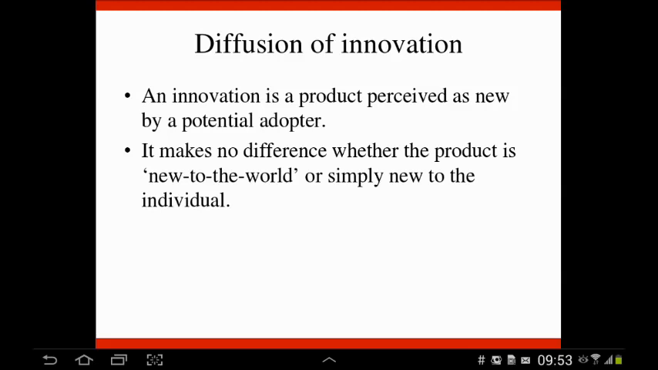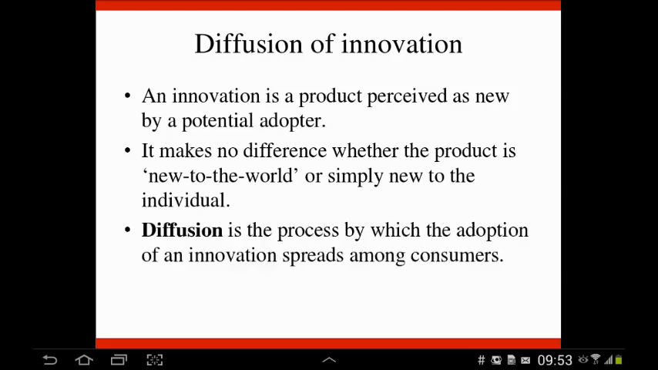So this is important. Innovation has to do with things that are new to the people that have never experienced them before. And diffusion is the process by which the adoption of innovation spreads amongst consumers in a market. So think about a cup of tea or a cup of hot water. If you take a tea bag and you put it into the water, you'll begin to see the flavor. That brown flavor begins to diffuse, begins to spread into the water. That's diffusion. And in the same way, products diffuse or spread amongst consumers in a market.